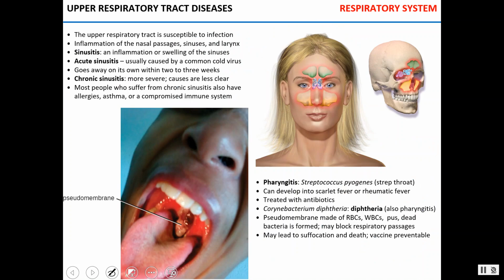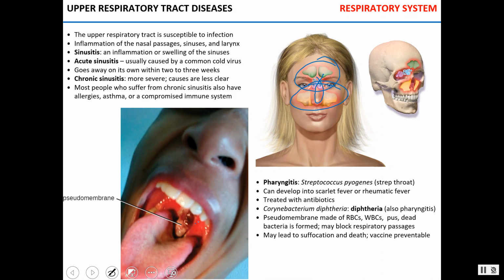Now let's talk about some upper respiratory tract diseases. Sinusitis. You have sinuses, the cavities lined with the mucous membrane. When they get inflamed, they get filled with mucus, with the secretion, usually caused by viruses or bacteria. Basically, it's a very, very bad stuffy nose, because sinuses drain into the nasal cavity and you have this mucus occupying those spaces.